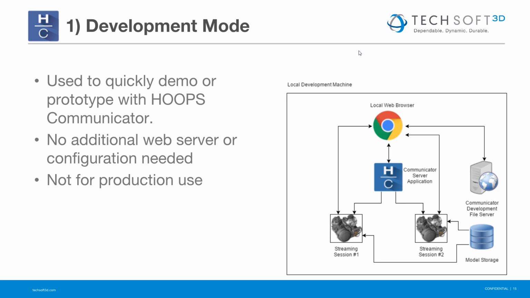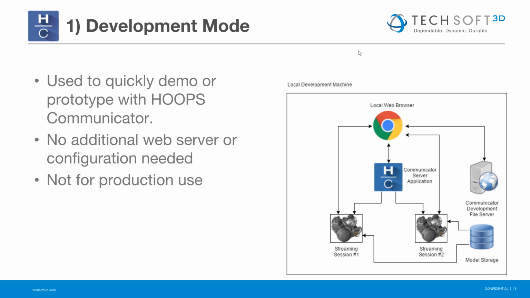So first we'll talk about development mode. The idea behind development mode is to provide an out-of-the-box experience and quickly prototype with Hoops Communicator. So in the previous modules, when we did the viewer sample, the viewer exercises, we were using development mode. And the idea here is that there's no additional web server or configuration needed. It simply lets us run Communicator as a standalone application on our own machine.